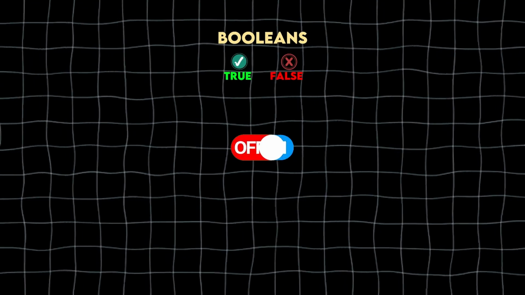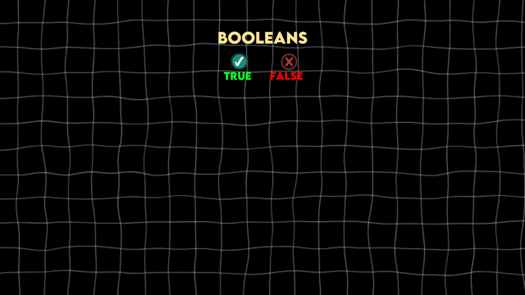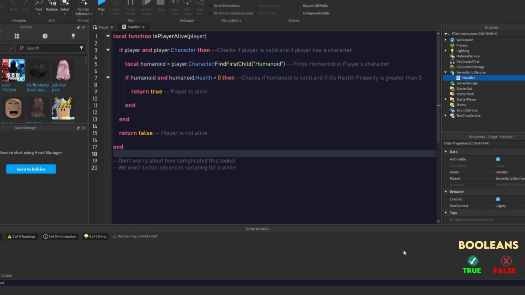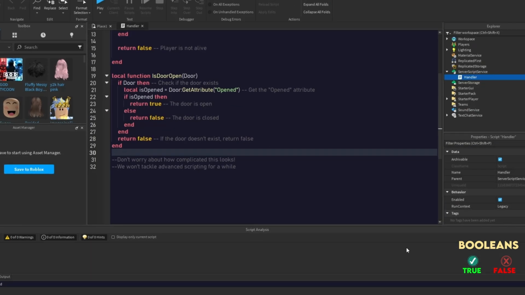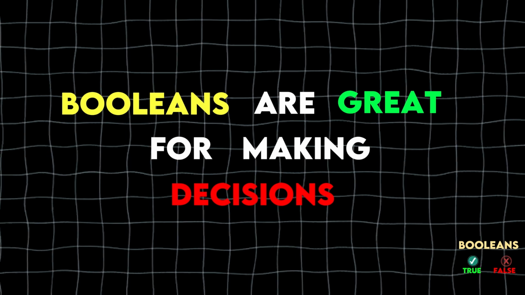They can only be on, true, or off, false. We use them for conditions, like checking if a player is alive or if a door should be open. Booleans are great for making decisions in your scripts.